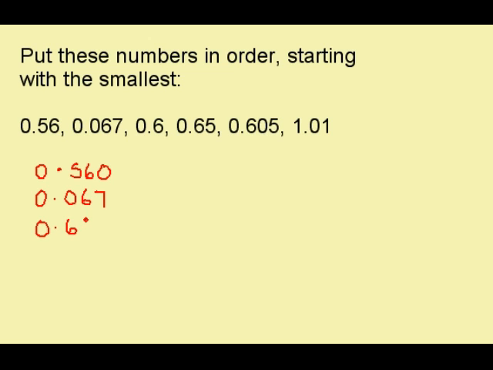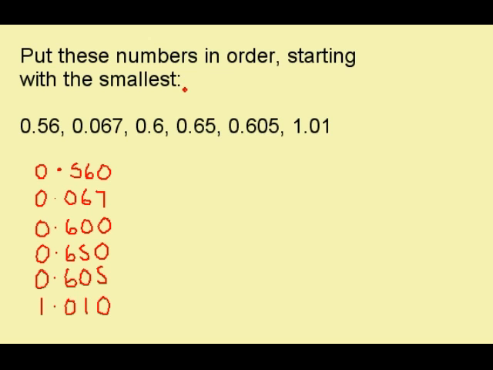0.6 becomes 0.600. 0.65 becomes 0.650. 0.605. And then 1.010. Now the question asked me to start with the smallest number, so I'm going to be looking for the smallest.